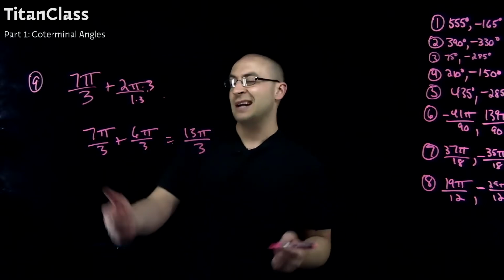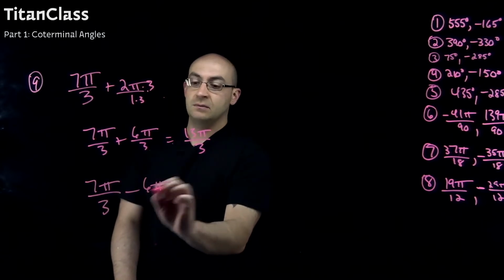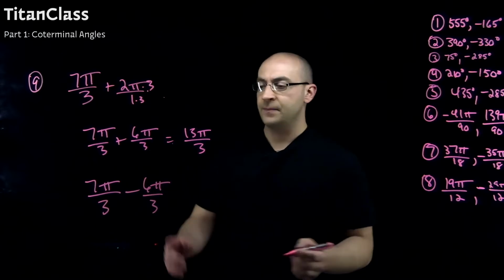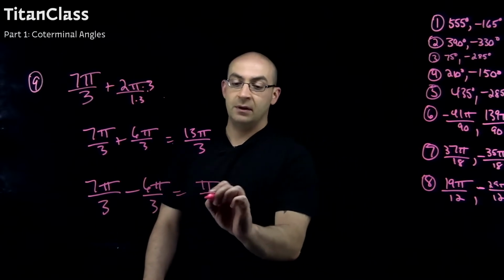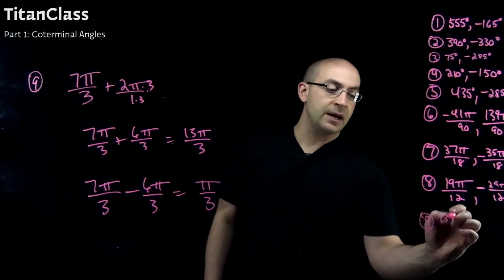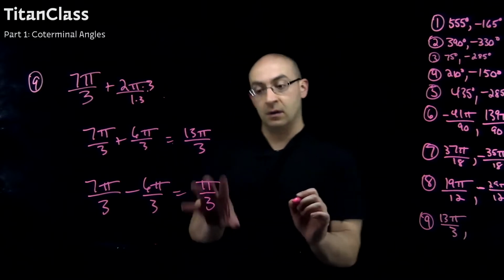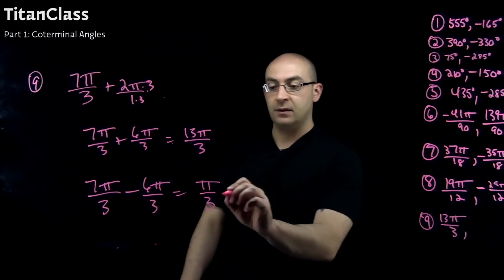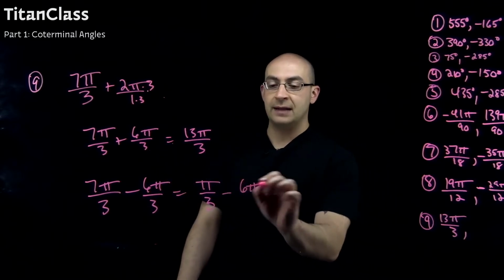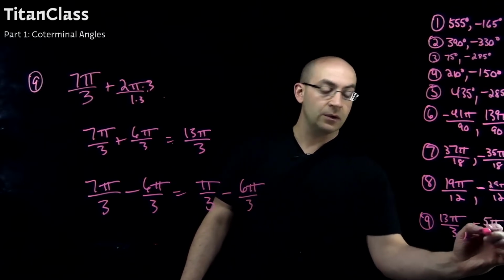I could have actually subtracted, and it would have still been positive, which is totally fine. Either answer is fine, right? So this would have been just pi over 3, right? So both work. I'll put the first one I had, though, 13 pi over 3. And then we'll subtract one more revolution from our pi over 3. So we'll subtract 6 pi over 3 here, and I'm going to get negative 5 pi over 3.